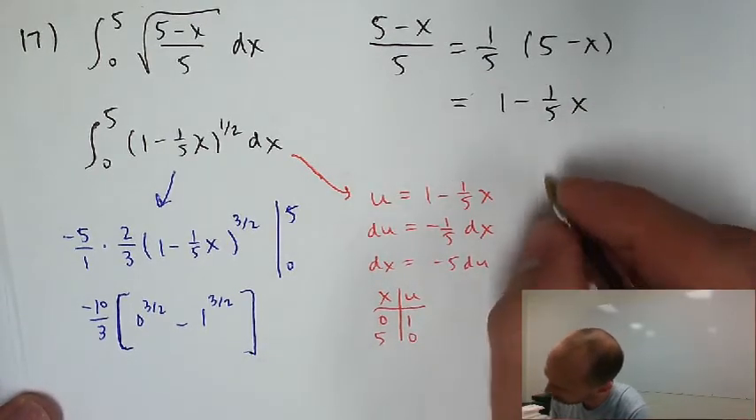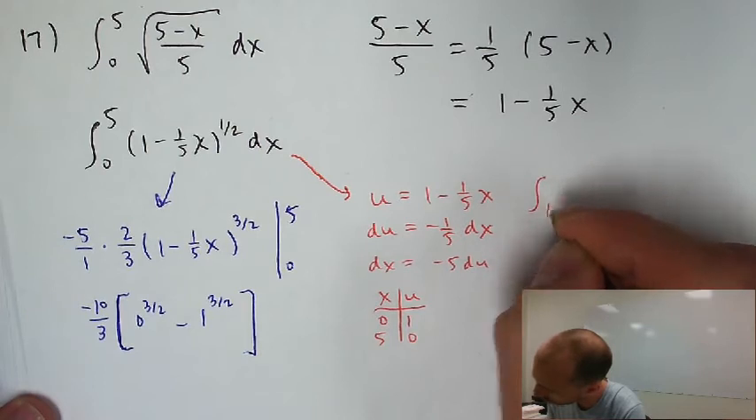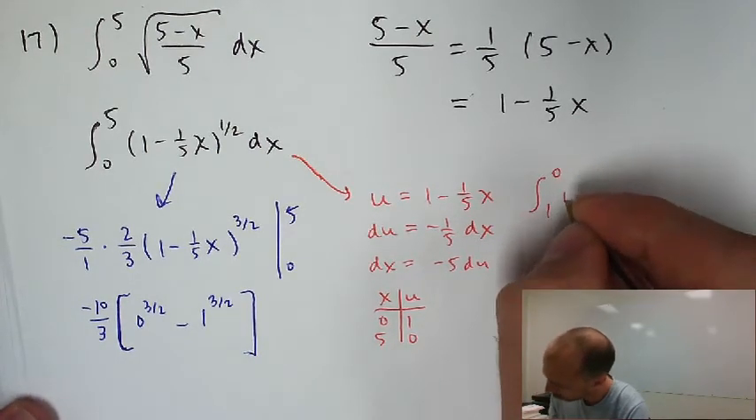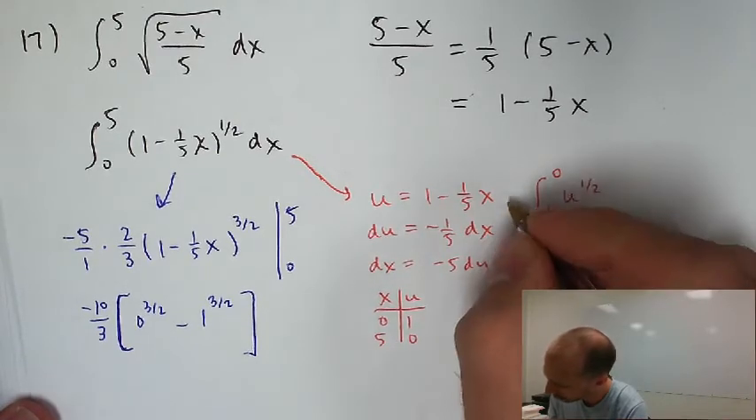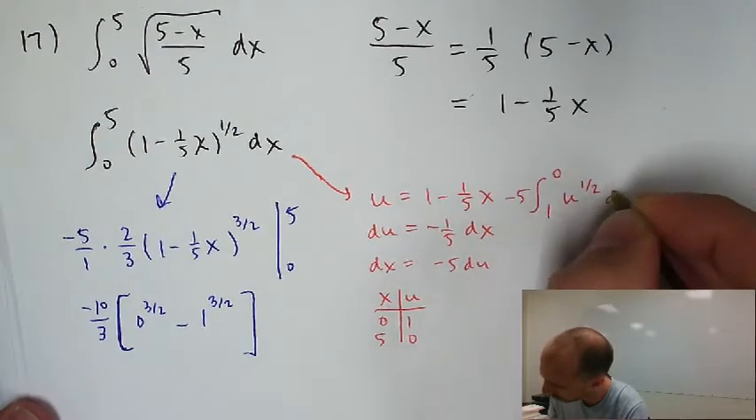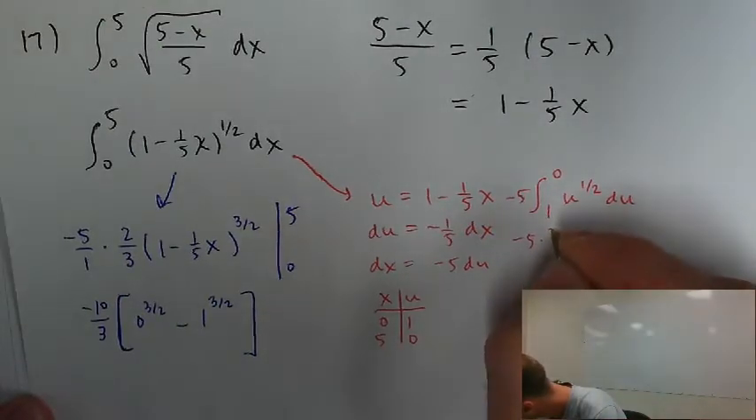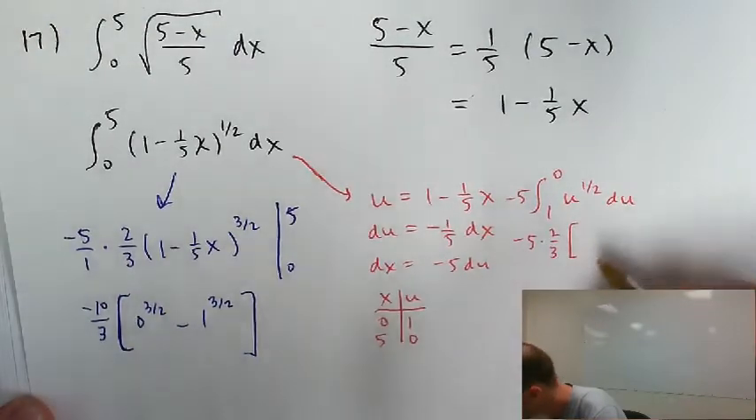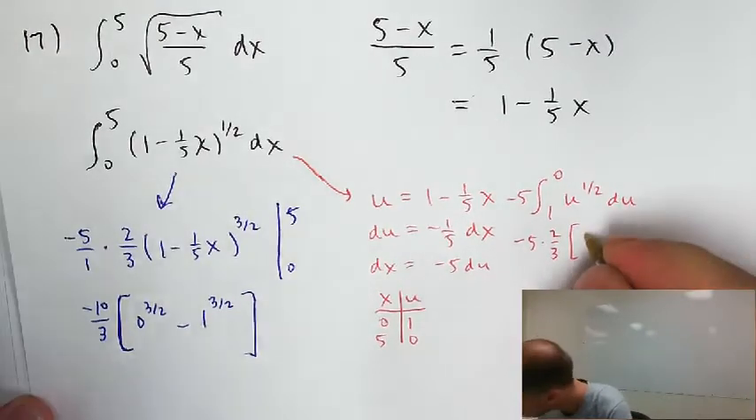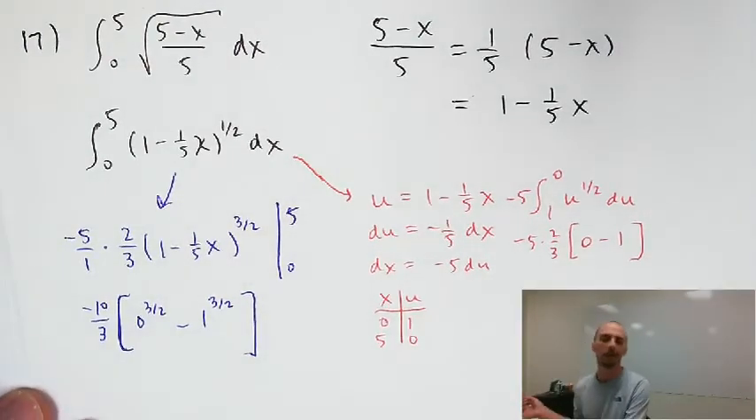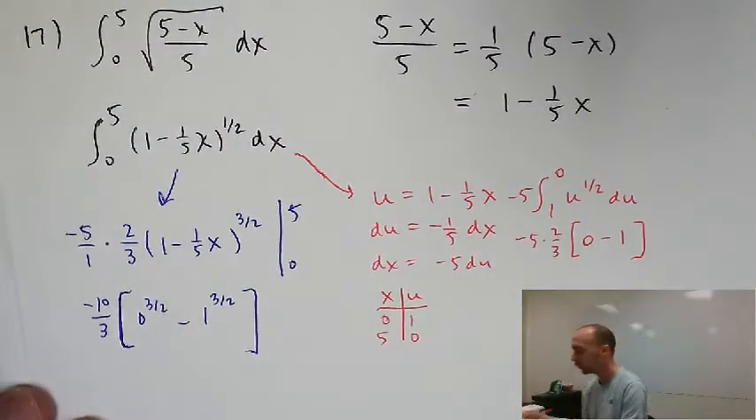All right, so we're integrating from 1 to 0, u to the 1/2, and dx is negative 5 du. So this is negative 5 times 2/3 of u to the 3/2, evaluated from 0 to 1: 0 to the 3/2 minus 1 to the 3/2. Again, you're going to get 10/3. How do you want it? You know, you can do it either way.